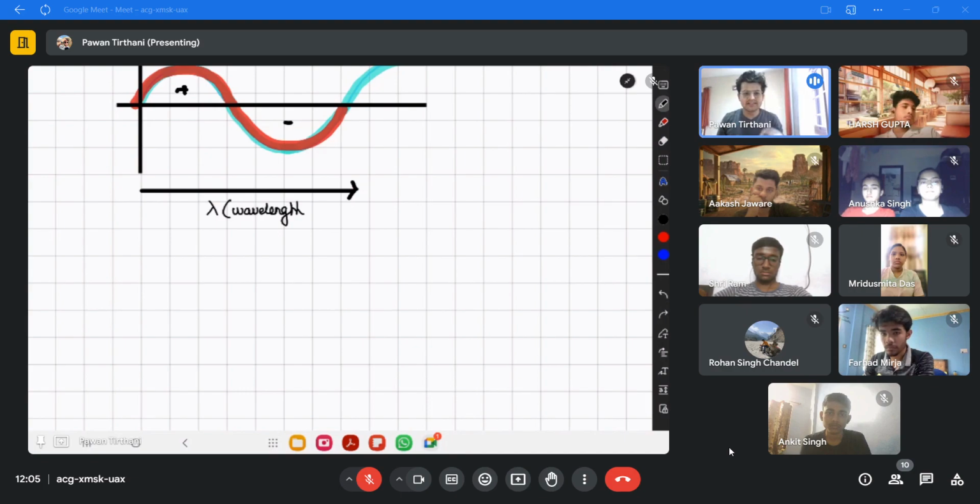And frequency is basically how fast it is happening. In 1 second, how many cycles are you doing? That is frequency. If you're doing more cycles in 1 second, the frequency is higher. By default, if you do something fast, fast, fast, you're taking less time, but you're doing it more number of times. So the time period goes less, frequency goes up.